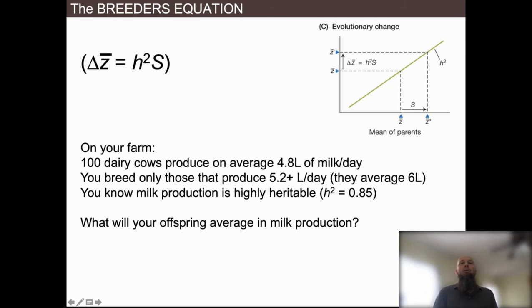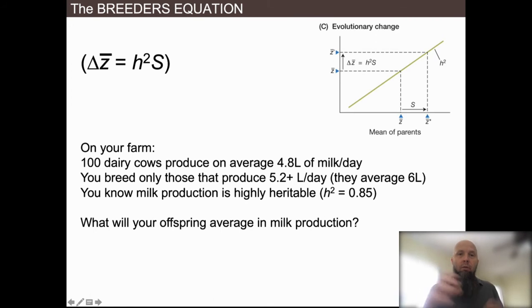Let's imagine a scenario where on your farm you have 100 dairy cows, and these 100 dairy cows produce on average 4.8 liters of milk a day. That number, 4.8 liters, represents z-bar on the x-axis. That's the average of the population. But you don't need all of your 100 dairy cows to produce offspring, and you want to selectively choose those that produce offspring so you get more milk. So you choose to breed only those that produce 5.2 or more liters of milk a day.